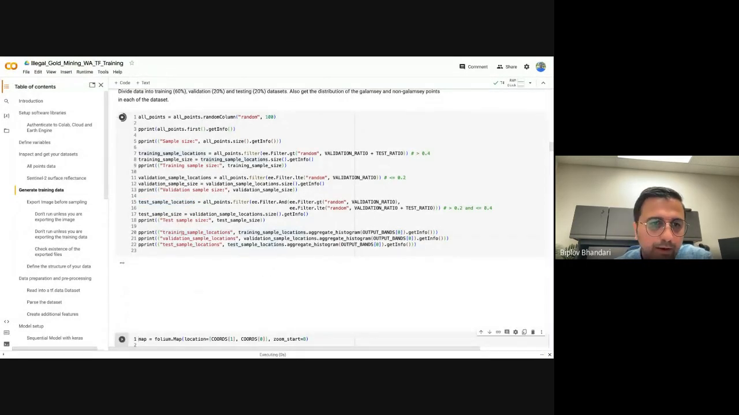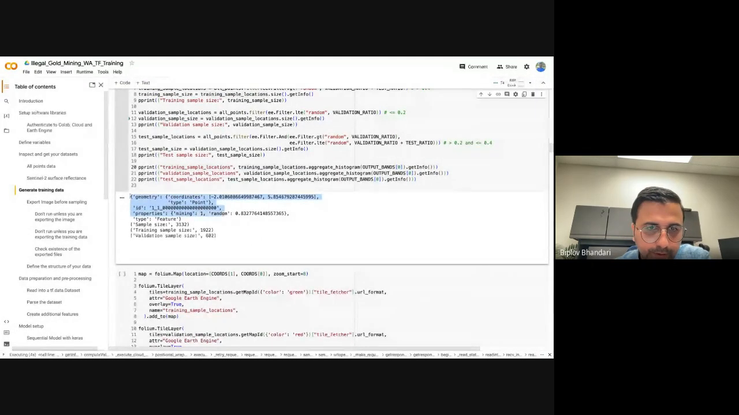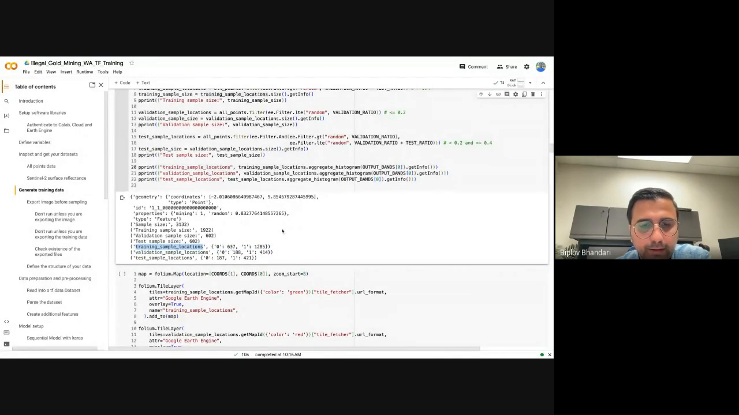So if you go and run this, this is the first feature. It has mining and then random. And then here's the sample size. We have around 3,200 points for the training sample size, validation and test sample size. And then we're also printing this distribution to make sure that the validation sample also has mining and non-mining points. So it also provides you this distribution.